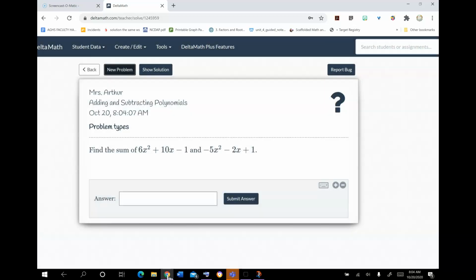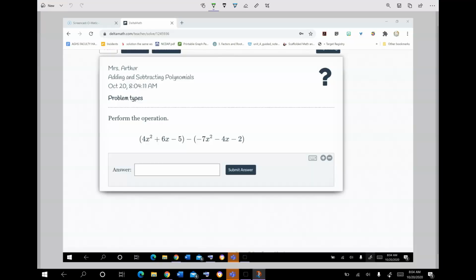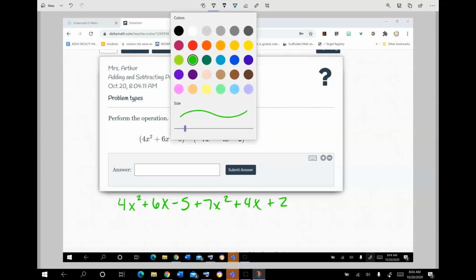All right, so that's a sum. Let's do a subtraction one. Here we go. All right, so here's a subtraction one. When you have subtraction, you have to distribute that subtraction as a negative first, okay? And then you can smush everything together, okay? So you drop the parentheses on the first polynomial. I'm going to distribute the negative, and it's going to change the sign of everybody behind it in that parentheses.